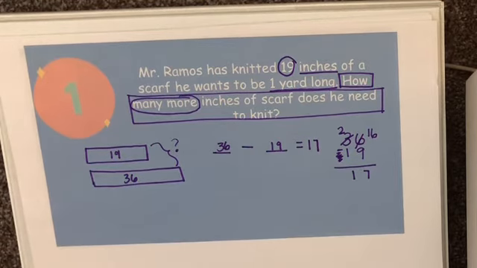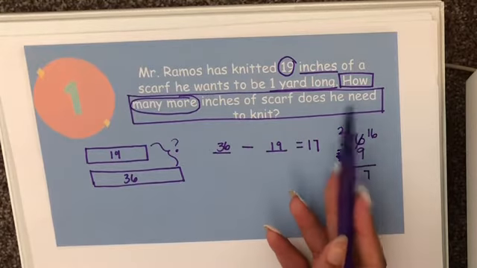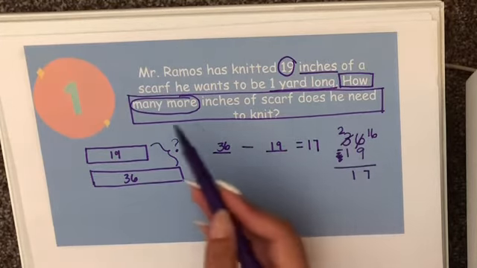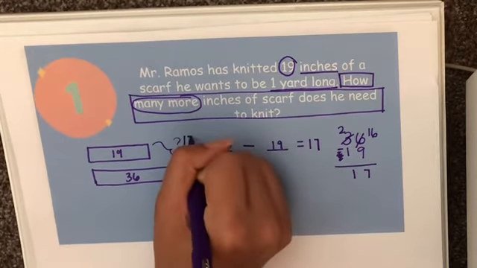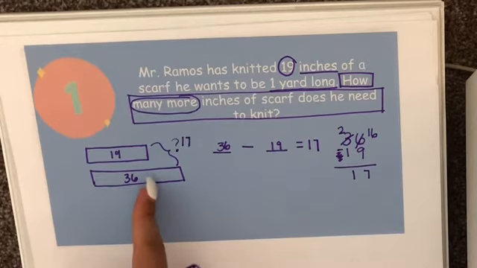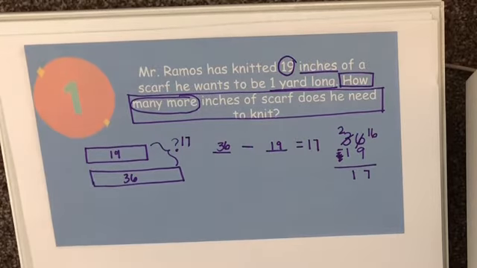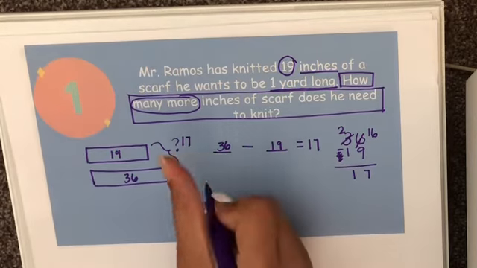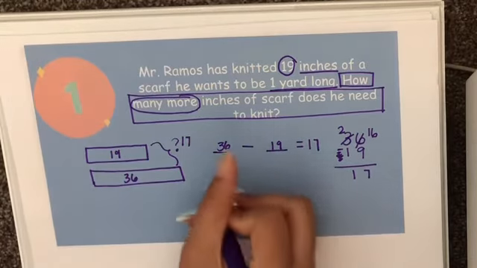Okay, but I'm not done yet. Did I answer my question? Well, yeah, because it's asking me how many more inches of scarf does he need to knit? Well, he needs to knit 17 more inches in order to get to 36. But I'm still missing something. What am I missing? Oh, I need to write down my sentence. Because without the sentence or the statement, we haven't answered the question completely. So let's go ahead and write down our statement.